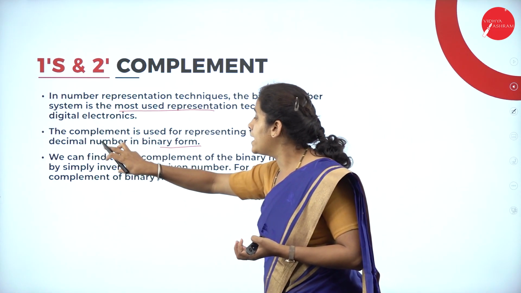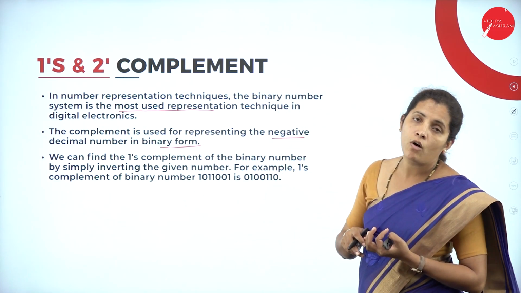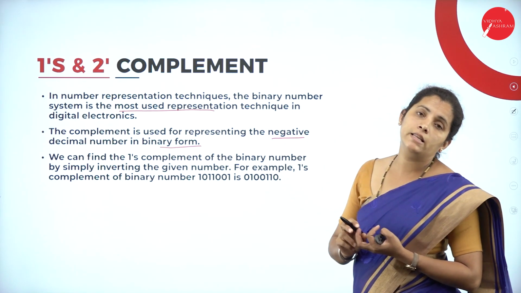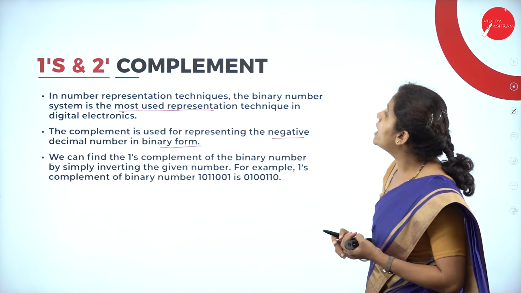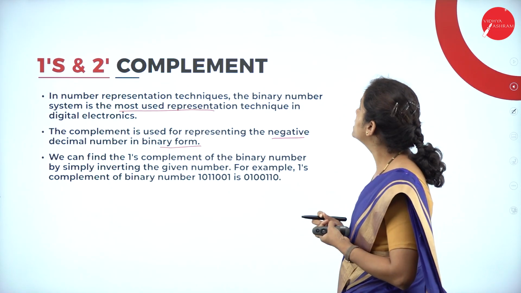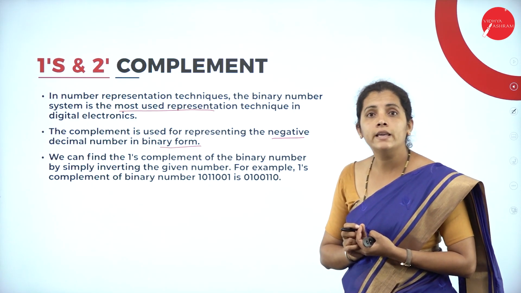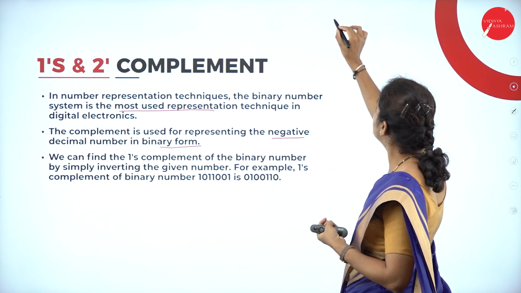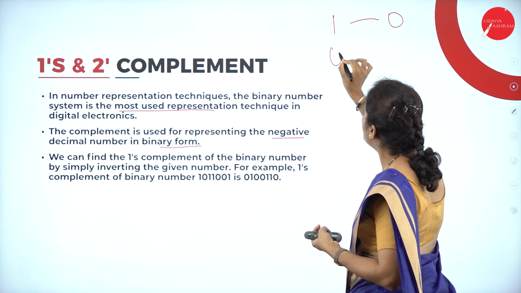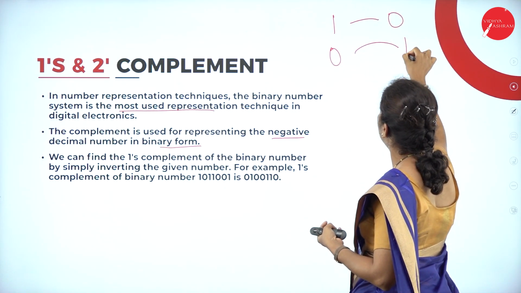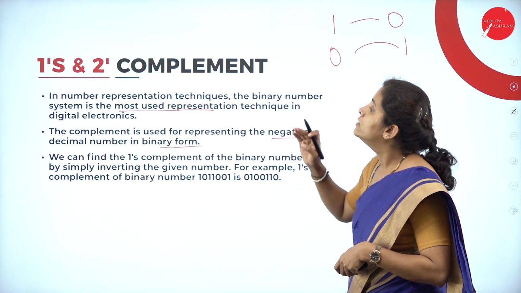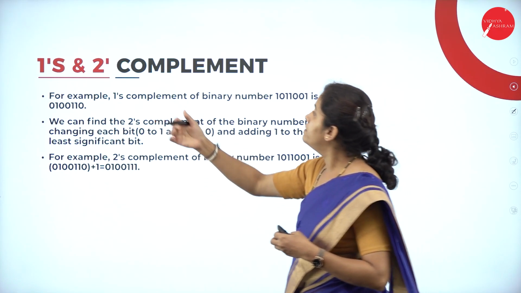We can find the ones complement of a binary number by inverting the given number. The ones complement of a given number is calculated by inverting the number. Suppose if you have 1, then write 0. Suppose if you have 0, then make it 1. So that is just the inverse of that bit.